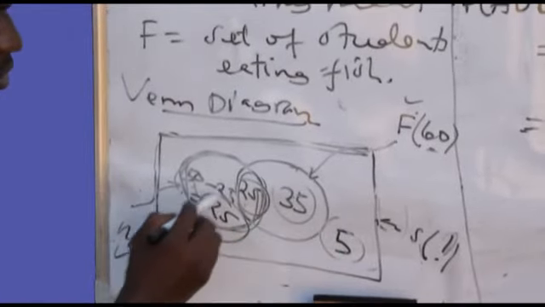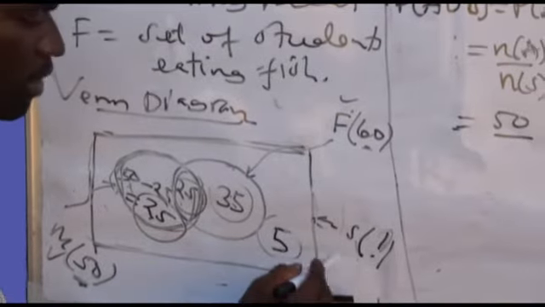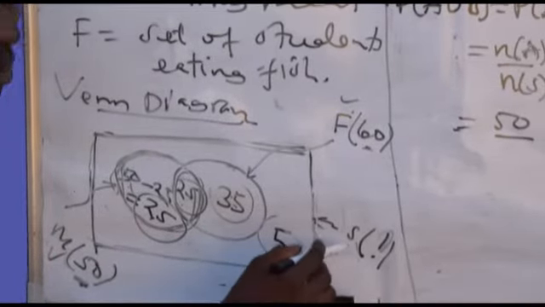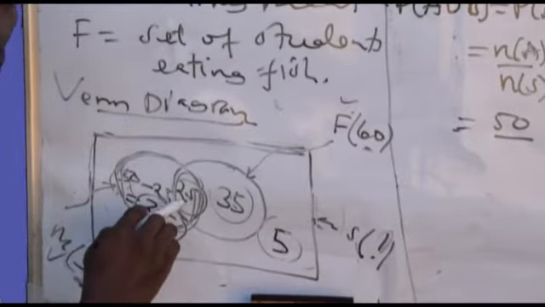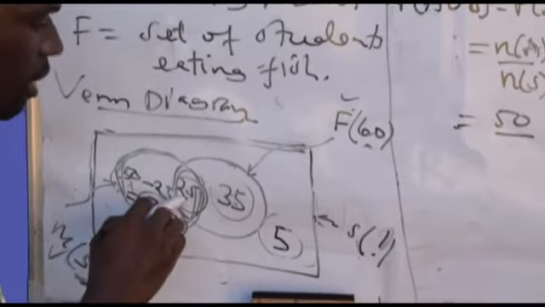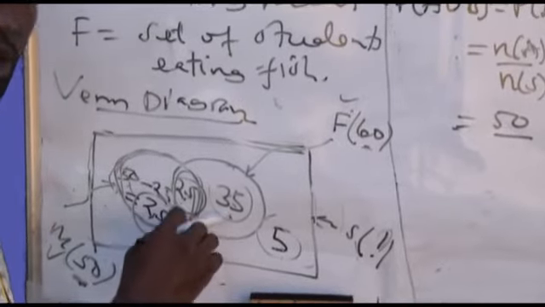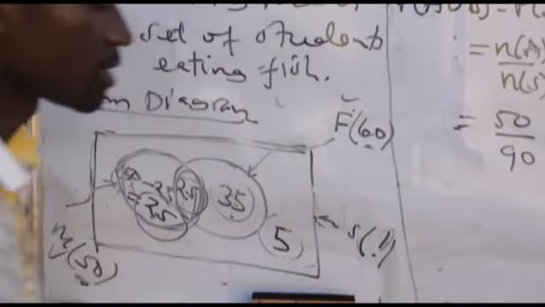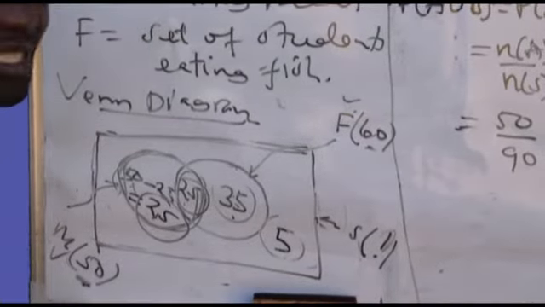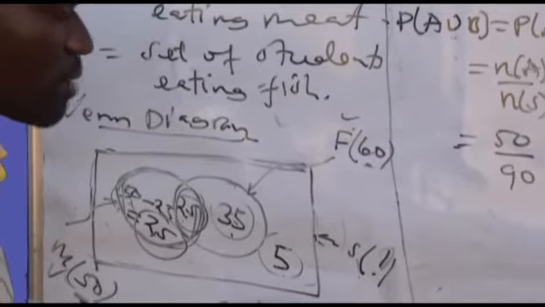All these four values make a total which represents the number of the sample space set. So 25 plus 25 is 50, and 5 and 35 is 40. 50 and 40 you get 90. Now, so 50 per 90.